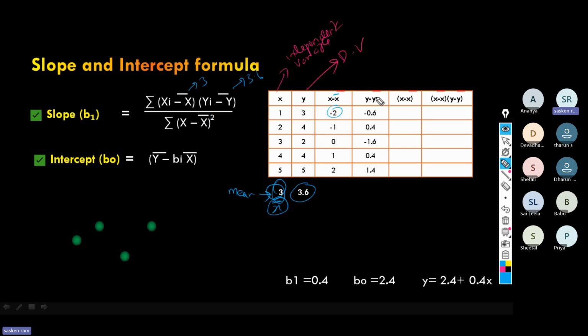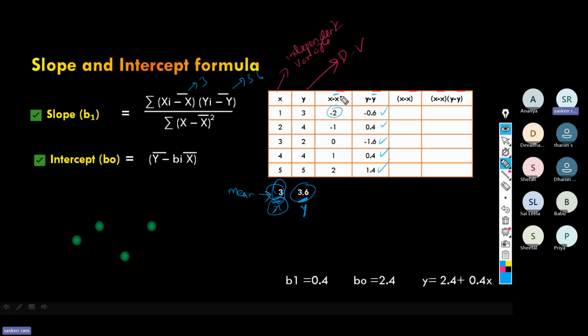Next one is Y minus Y bar. We represent the mean with the notation bar, so Y bar means the mean value of Y, which is 3.6. We need to subtract 3.6 from each and every value of my Y. That is what we have done here.